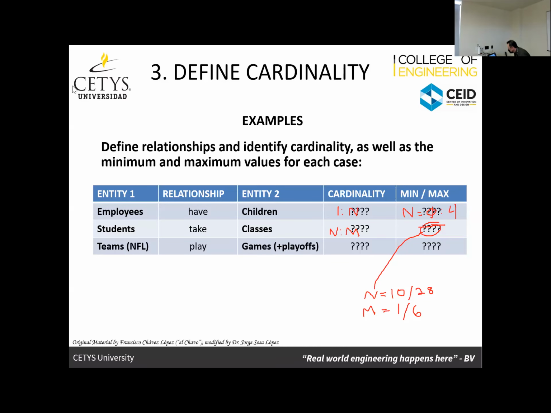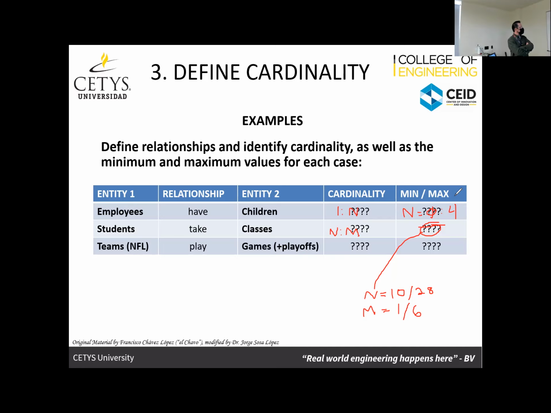Okay, so that's the students in classes. And now the last situation here that we're gonna see is, let's look at a sports scenario. So we've got teams. I'm using the example of the NFL just because I like the NFL and I know it a little bit better than other sports.